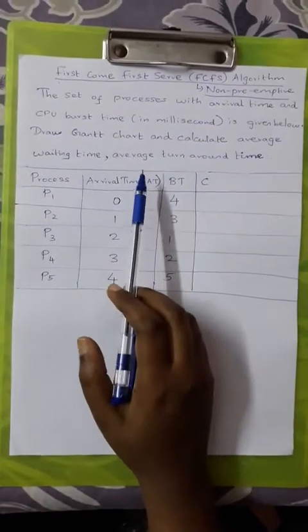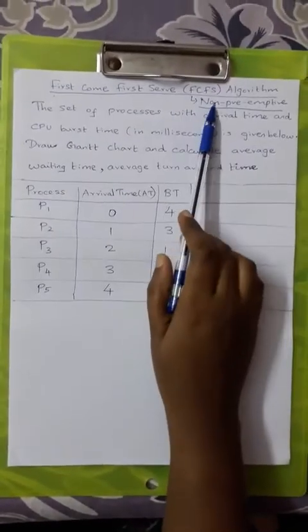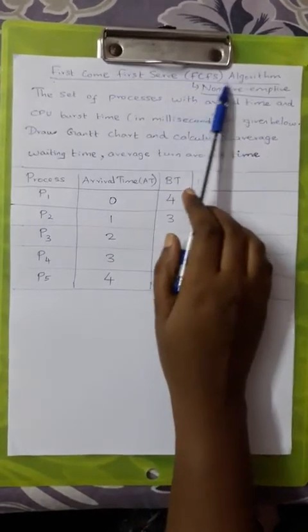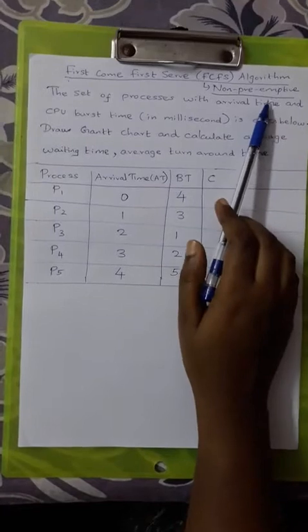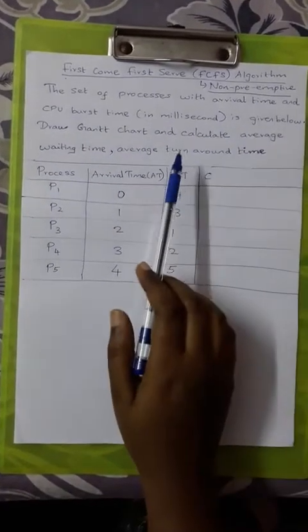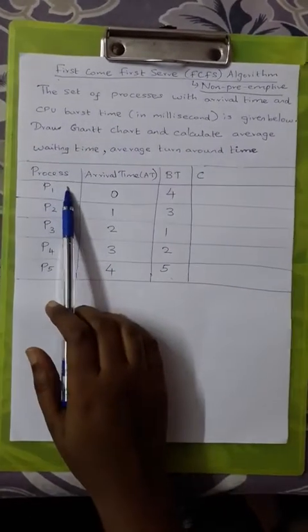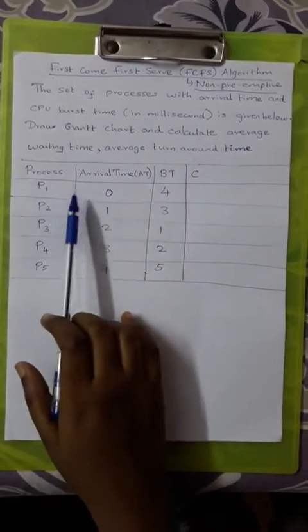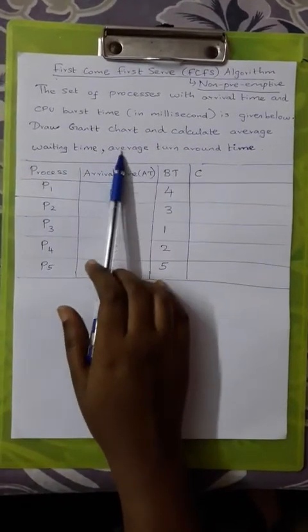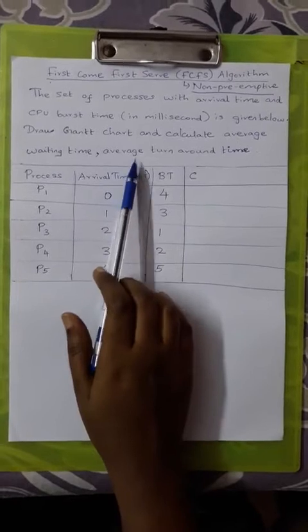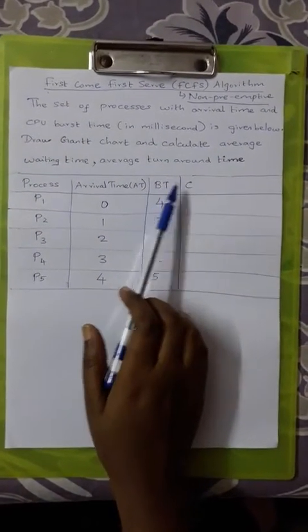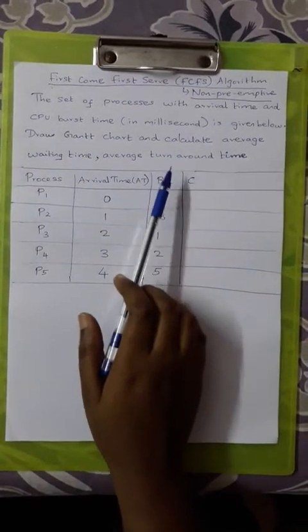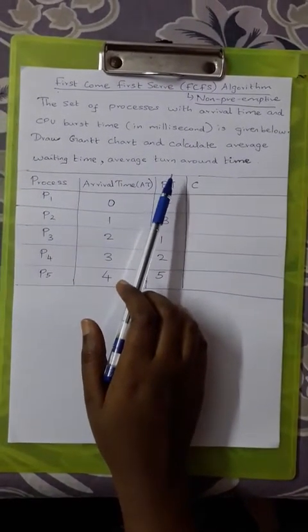Now we are going to see about first come first serve algorithm. First come first serve algorithm is a non-preemptive algorithm. Non-preemptive algorithm means, suppose we are having two processes, say P1 and P2. That is, after the completion of P1 only, this P2 have to execute. While P1 is executing, another process cannot interrupt its execution.